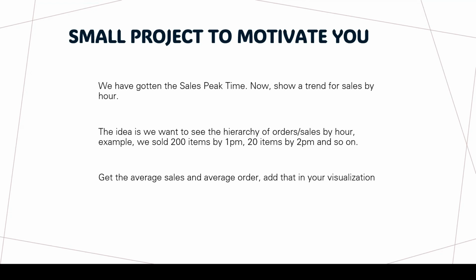Now I want you to show a trend for sales by hour. The idea is we want to see the hierarchy of sales or orders by hour. For example, we want to see that we sold 200 items by 1 p.m., there were 20 orders by 2 p.m., there were 50 orders by 3 p.m. We already know what the peak hour says, but we want to see every other thing so as to help planning. Do you understand? So this is what I want you to show.